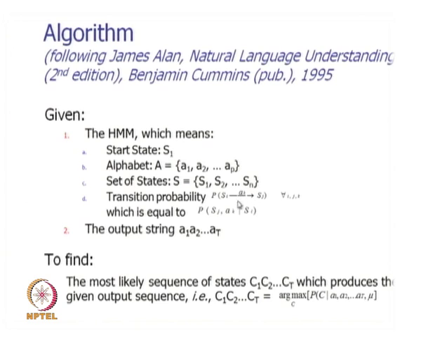So, the probabilities of all these combinations are given to us from the transition and observation probability tables, and the output string we have been told is A1, A2 up to AT. We have to compute the probability of the best state sequence which corresponds to this observation sequence. That is, to find the most likely sequence of states C1, C2, up to CT, which produces the given output sequence: C1, C2, up to CT is equal to arg max over C of P(C given A1, A2 up to AT) with mu as the model.